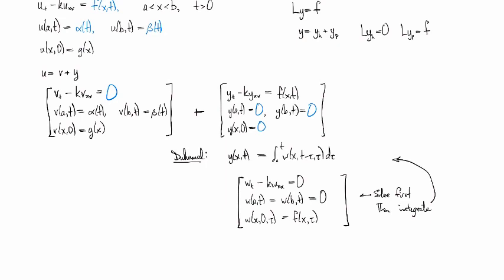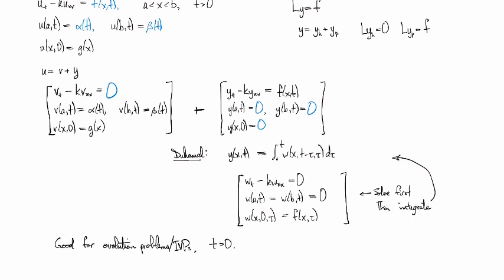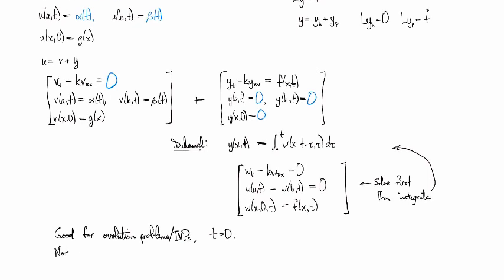So this is good for evolution problems, like initial value problems, right, where we've got the unbounded t variable. It's not so good for equilibrium problems like Laplace's equation. So we'll look at a couple other ideas for how to deal with that.